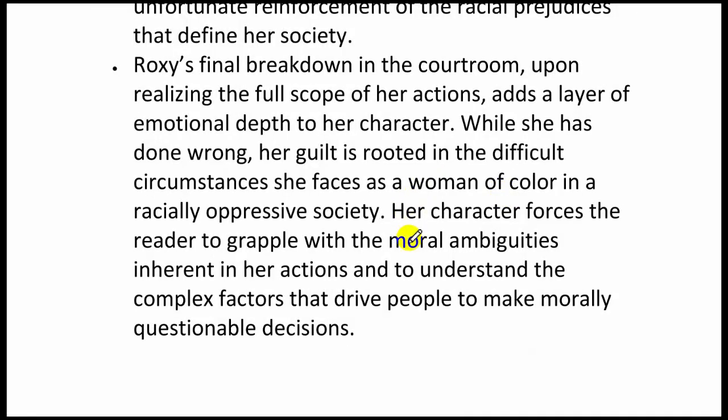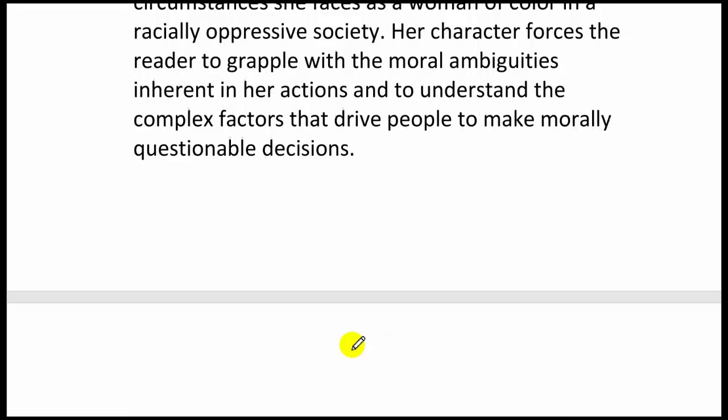Roxy's final breakdown in the courtroom, upon realizing the full scope of her actions, adds a layer of emotional depth to her character. While she has done wrong, her guilt is rooted in the difficult circumstances she faces as a woman of color in a racially oppressive society. Her character forces the reader to grapple with the moral ambiguities inherent in her actions and to understand the complex factors that drive people to make morally questionable decisions.